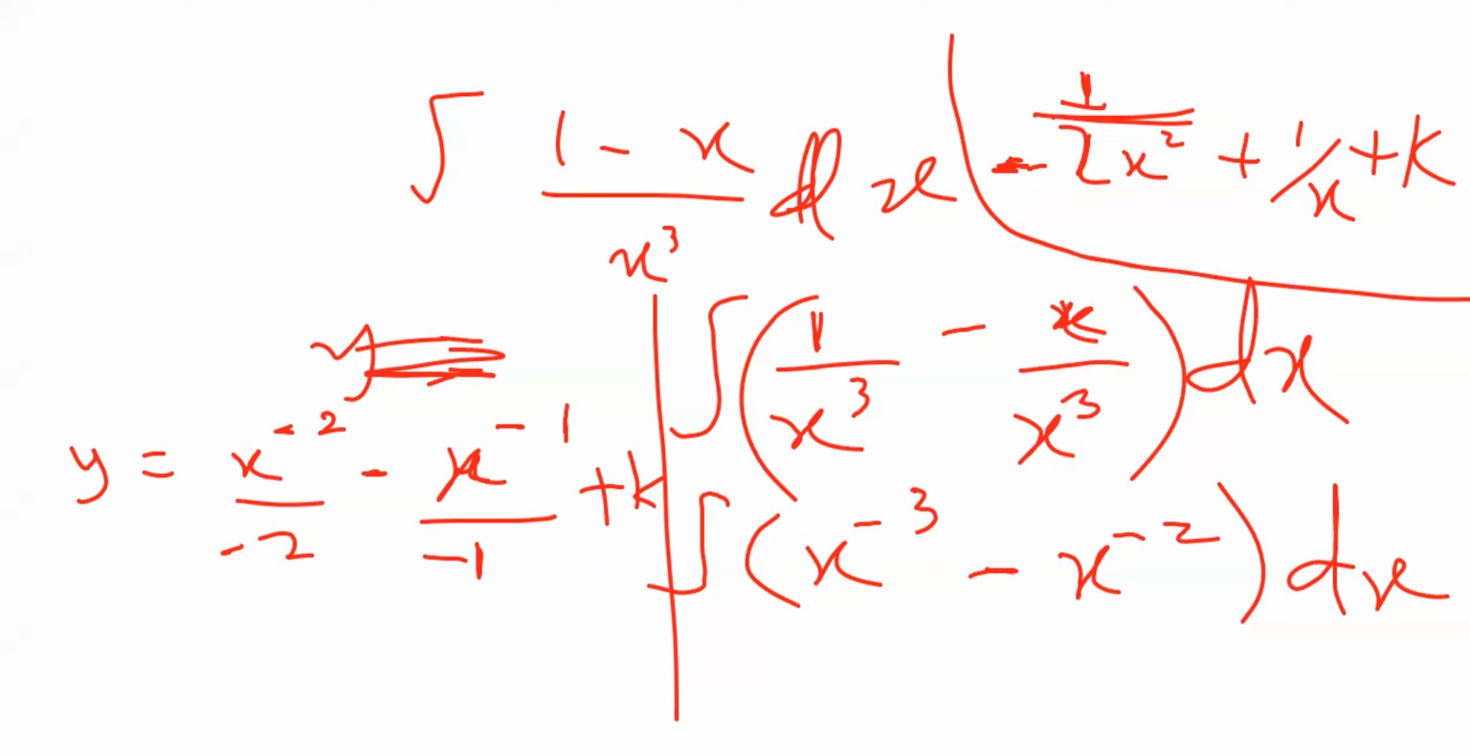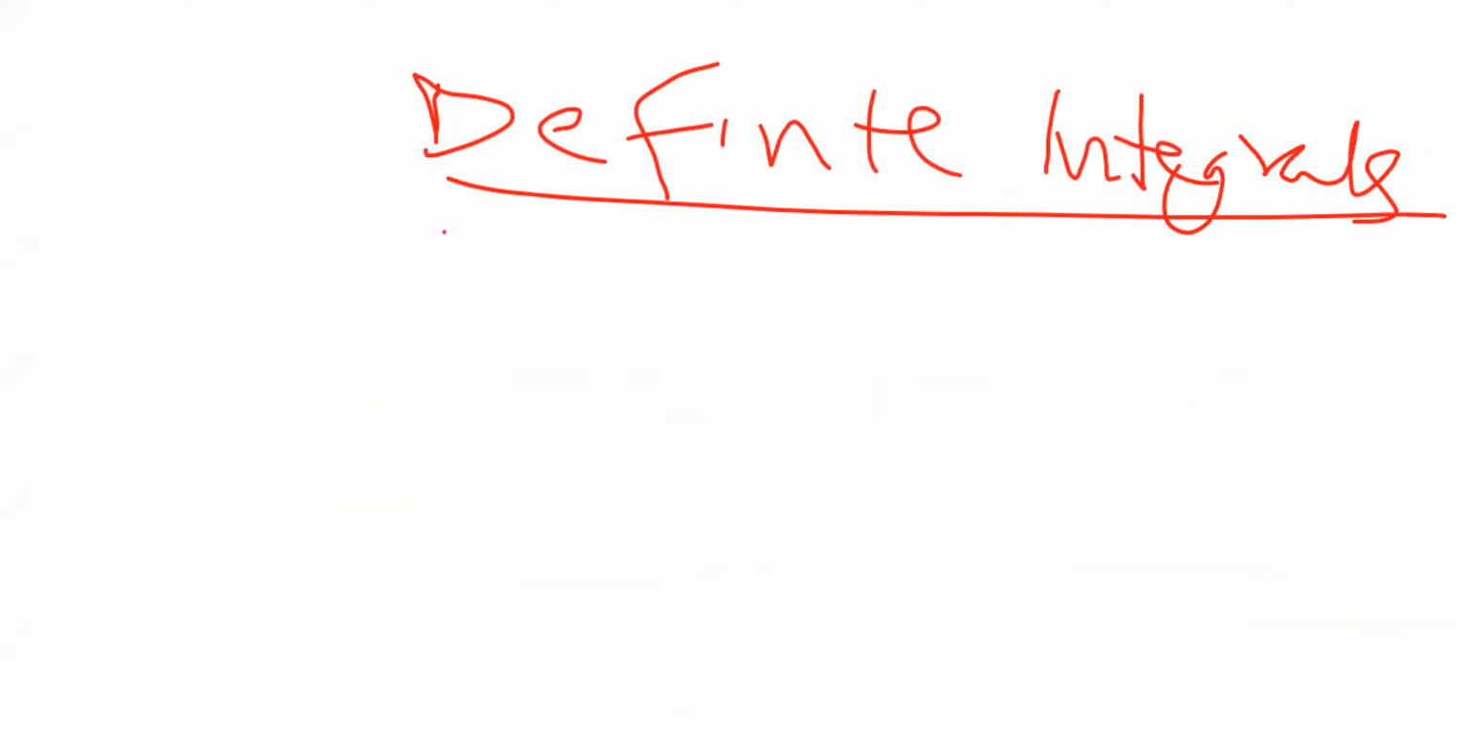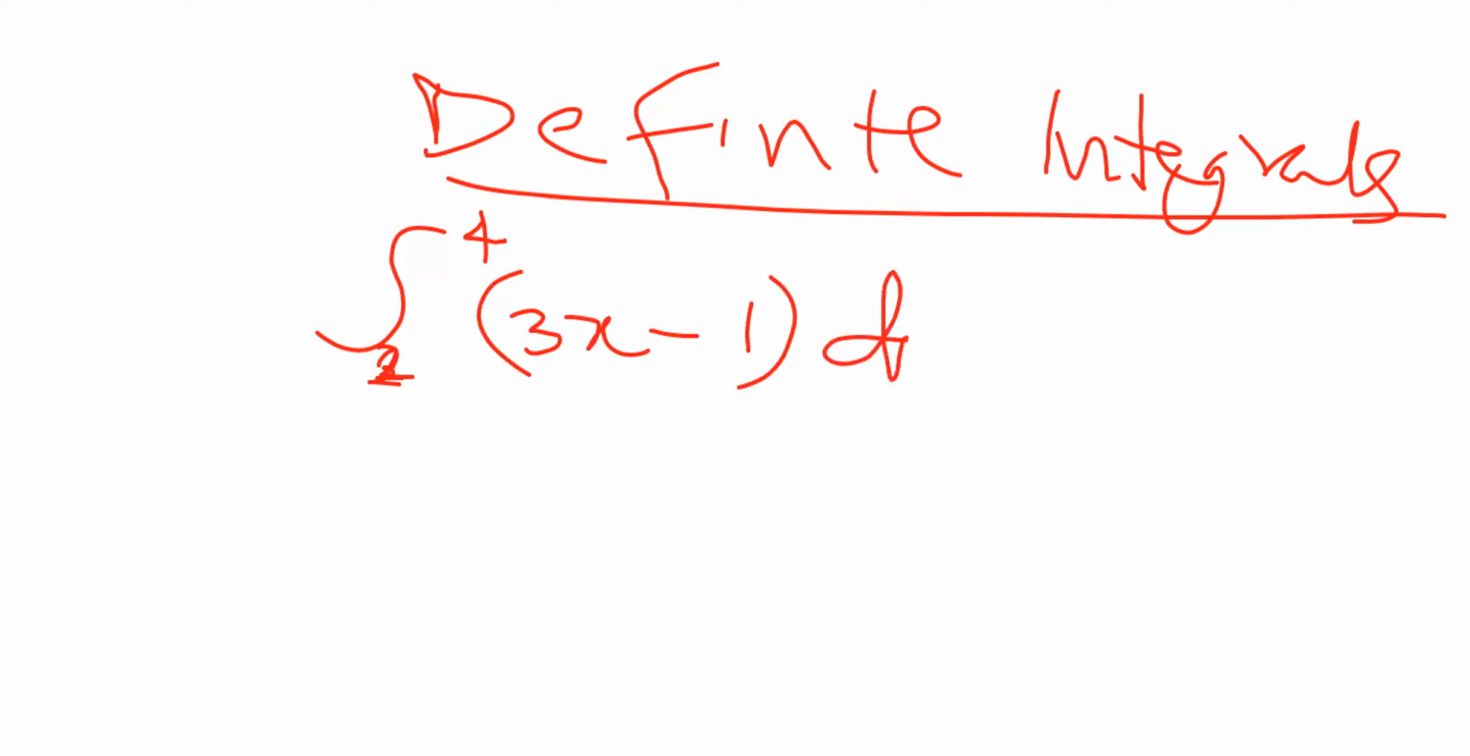Let's see this. This is a definite integral. With just a few questions we can know that. The definite integral will be something like this. Maybe here is 4, here is 2. We now have 3x minus 1 with respect to x.